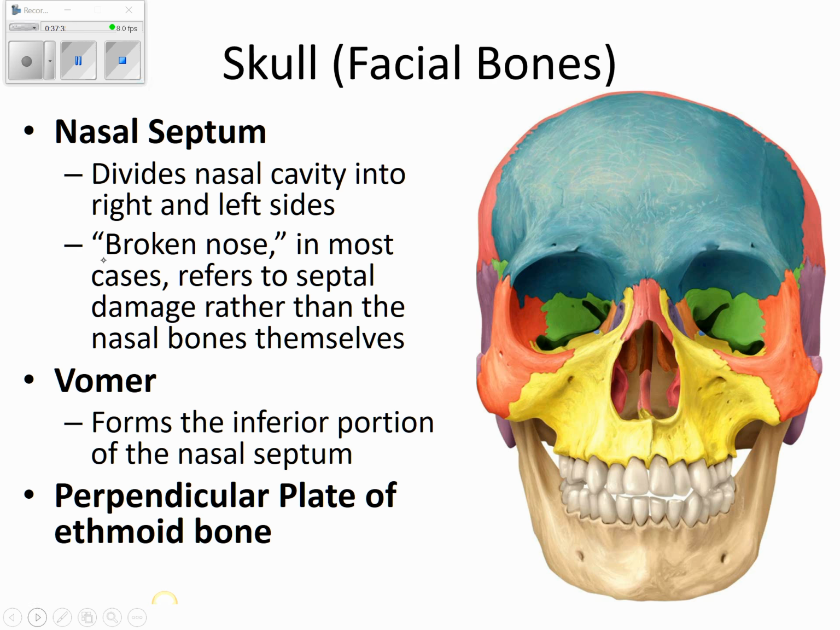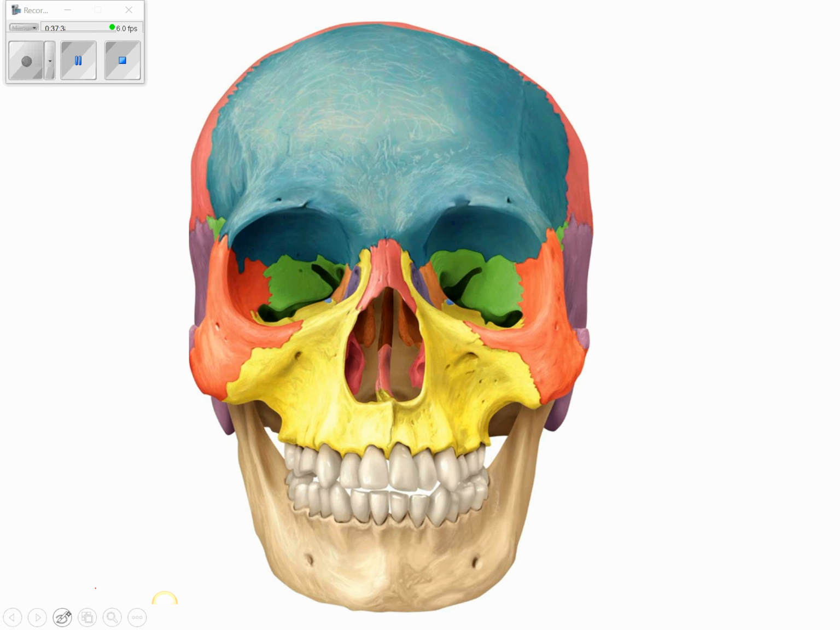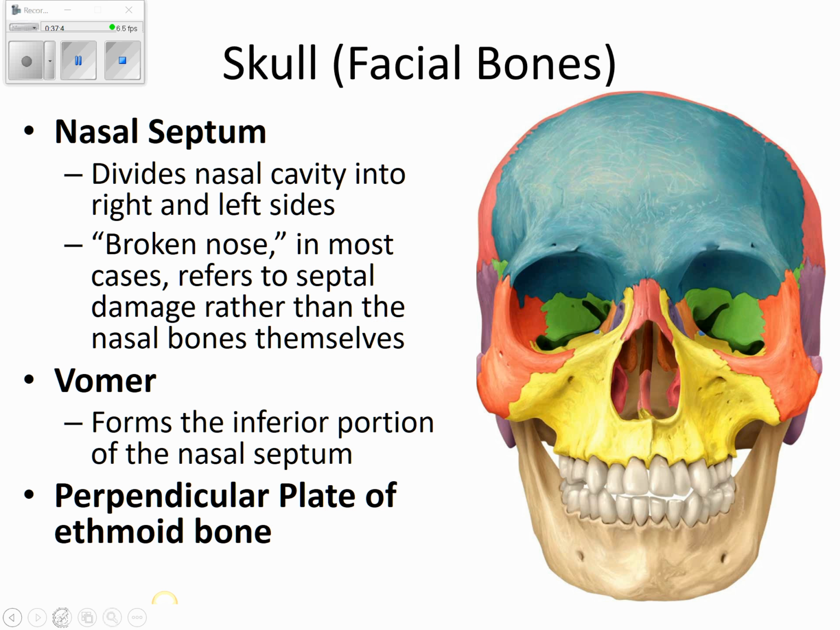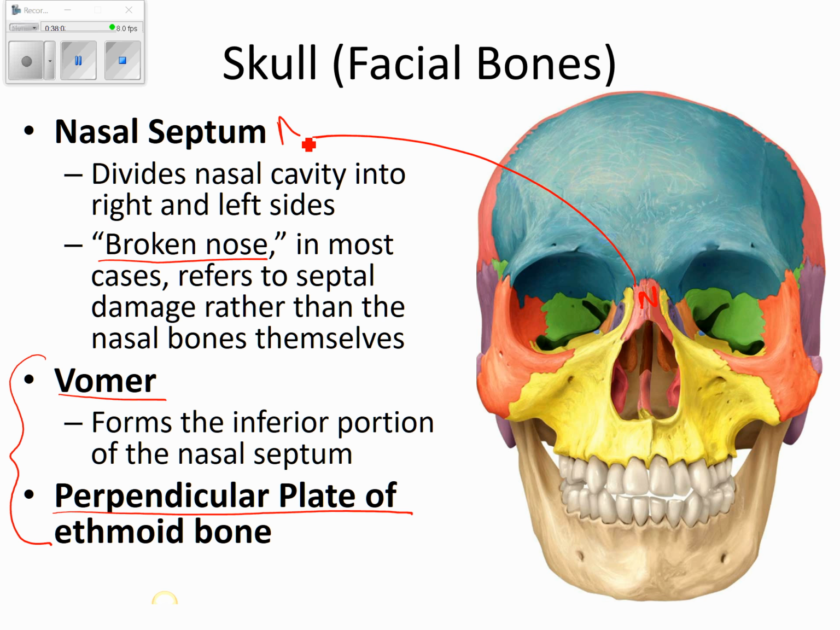So if you have a broken nose, in most cases it refers to the septal damage rather than the nasal bones themselves. The nasal septum is actually divided into two parts, the vomer and the perpendicular plate of the ethmoid bone. So this right here again is your nasal bone. The nasal septum is this whole thing, but it's separated into two parts, and you see it's color coded. I'm just making it larger than what it is.